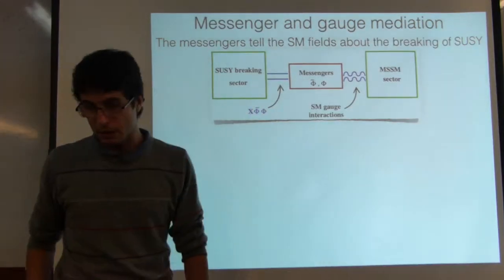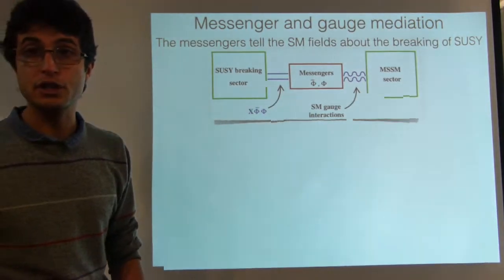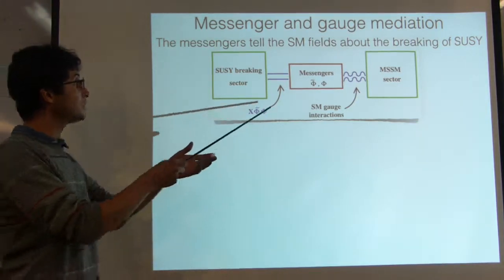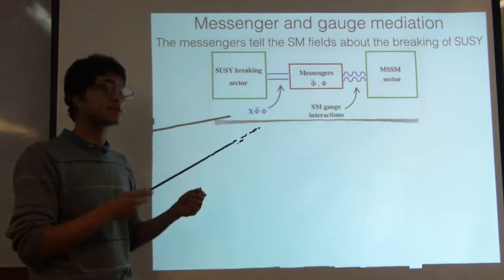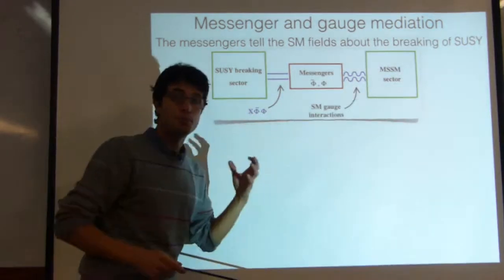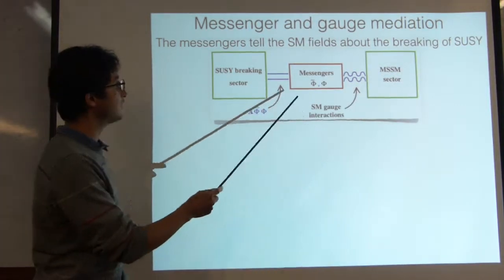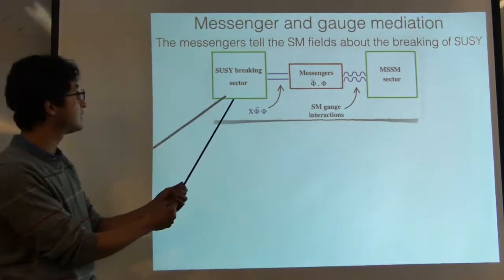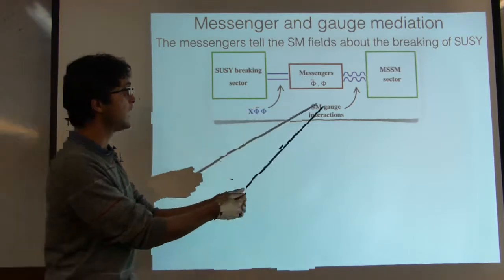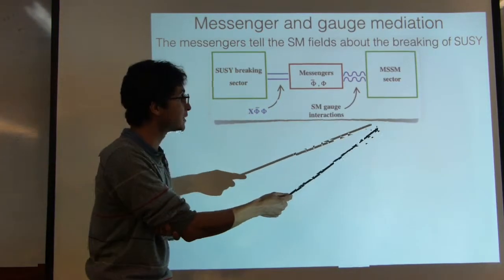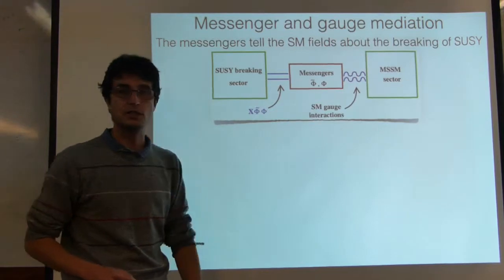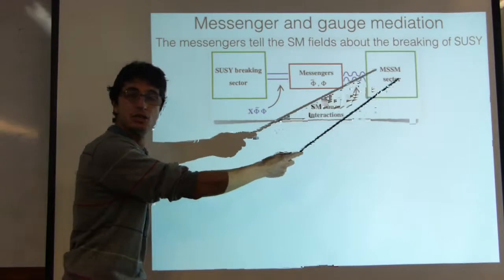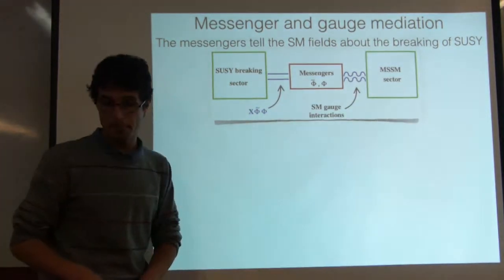Now let me speak about the features of gauge mediation. So imagine that supersymmetry is broken in some hidden sector. The Standard Model doesn't break supersymmetry, but there are some fields that are coupled to this SUSY breaking sector and coupled as well to the Standard Model, but they couple only through gauge interactions. So the supersymmetry breaking effects here are communicated to the Standard Model through these messengers.